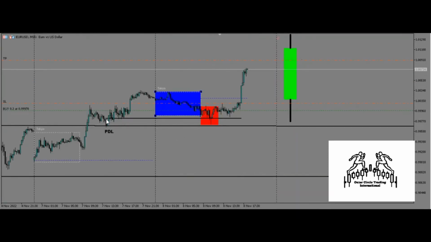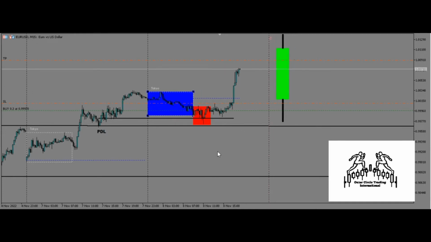So this is the order block right here. Institutions will drive price down towards the order block or to take out the previous daily low. So our aim is to enter below the opening price. So this is the opening price. Our aim is to enter within this area, anywhere just below the opening price.